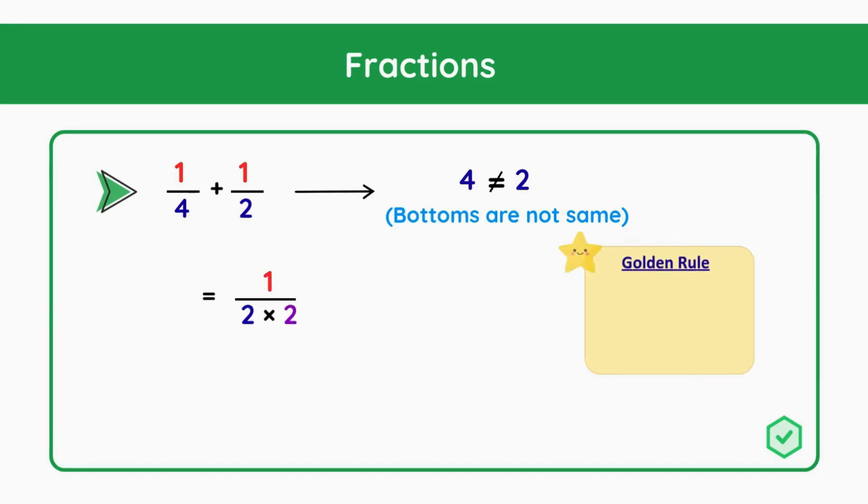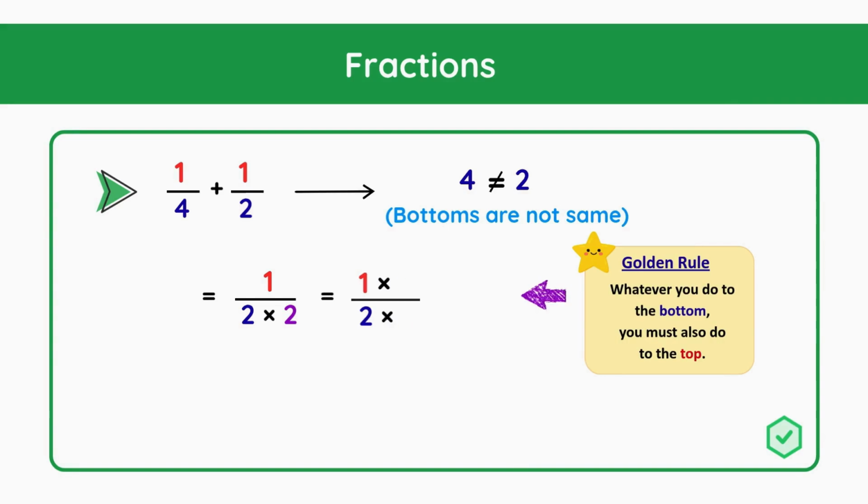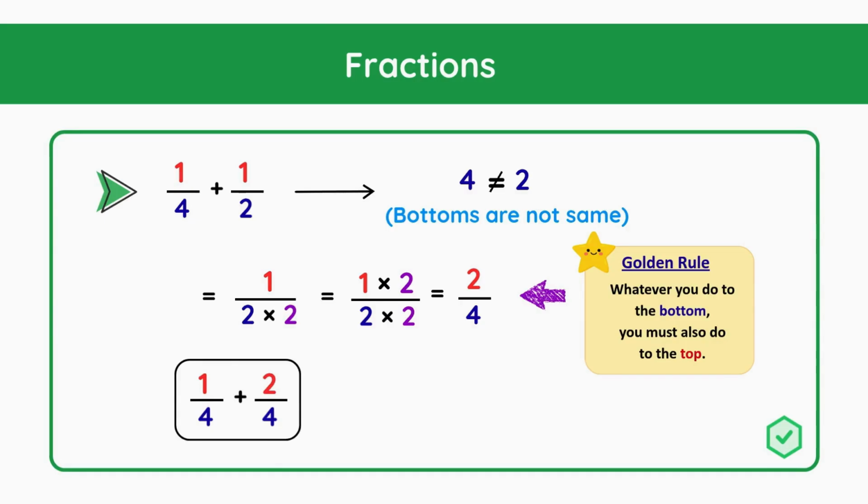And here's the golden rule you must never forget. Whatever you do to the bottom, you must also do to the top. So we multiply the top by 2 as well. That turns 1/2 into 2/4. Now both fractions have a 4 on the bottom. 1/4 plus 2/4. The bottoms match, so we just add the tops. 1 plus 2 makes 3. The answer is 3/4. Nice and tidy.